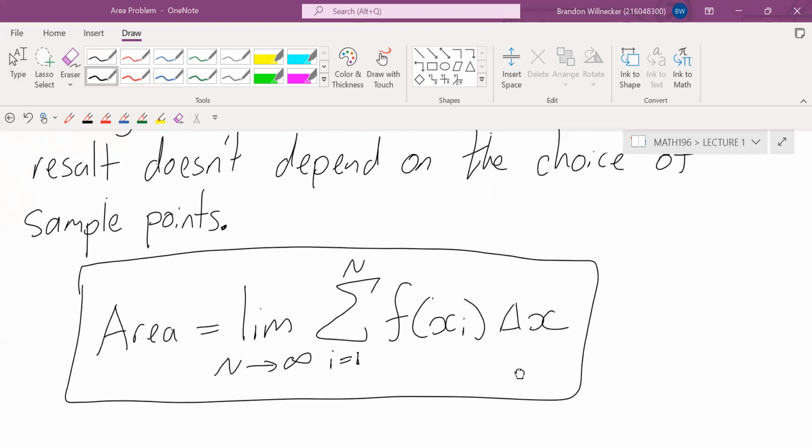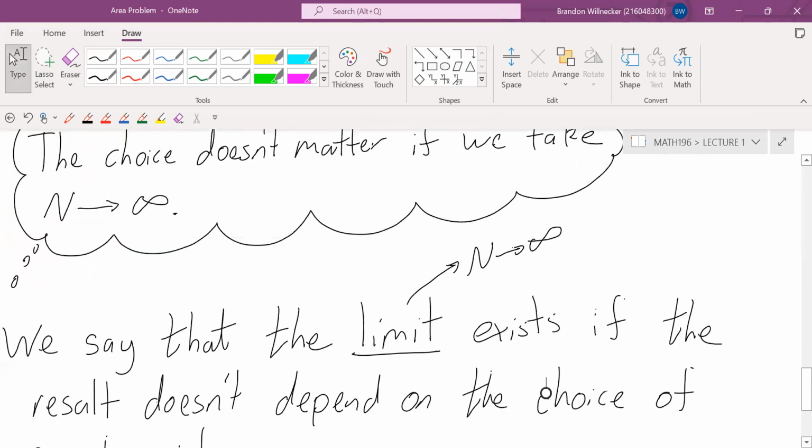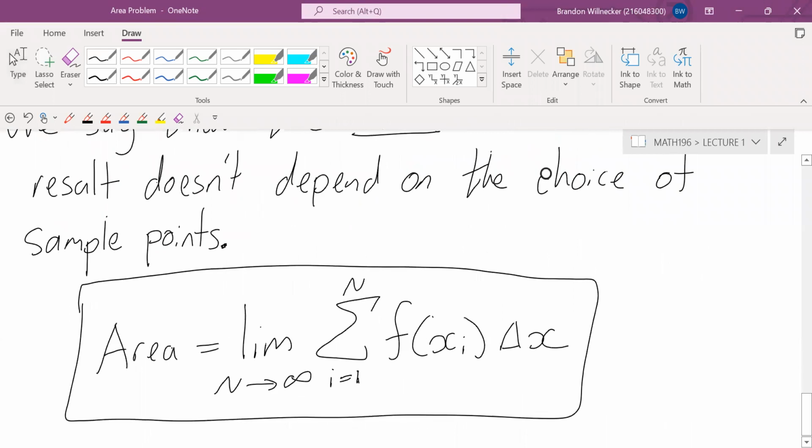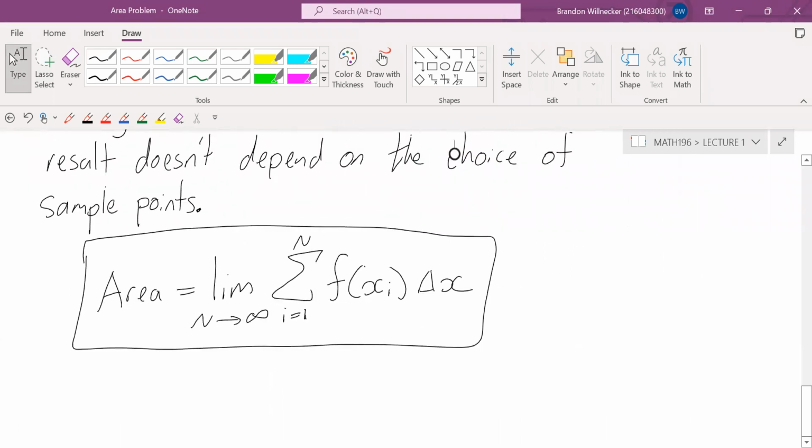Technically, we should be looking at all possible sample points. But later on, we will see that, in fact, that doesn't really matter. You can prove it doesn't matter, and so we can just use this one. We can choose a selection of sample points and then use that to find the area.